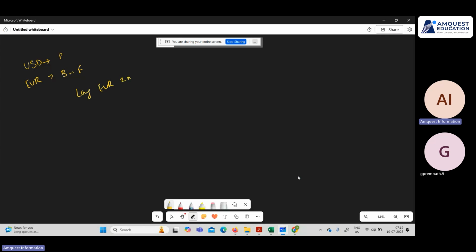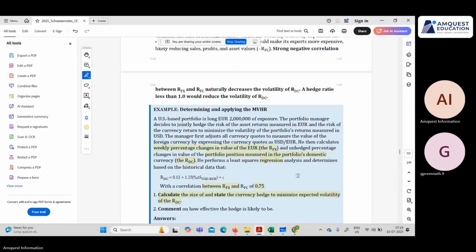euro 2 million. The portfolio manager decides to jointly hedge the risk of the asset return measured in euro and the risk of the currency return to minimize the volatility of the portfolio's return measured in USD. When I read this, I can feel there isn't much special information for me here.